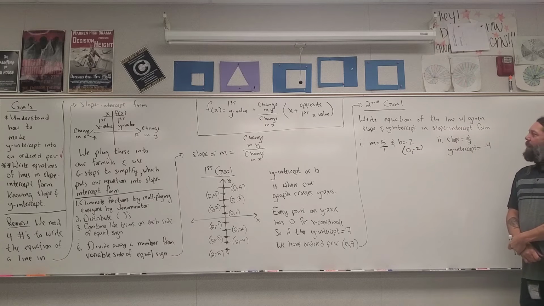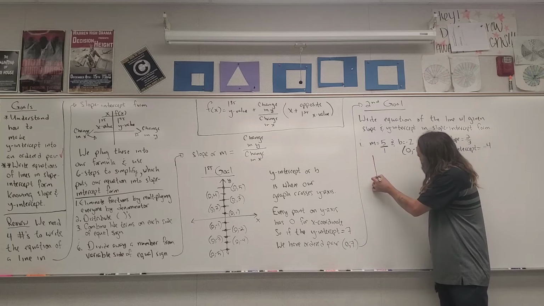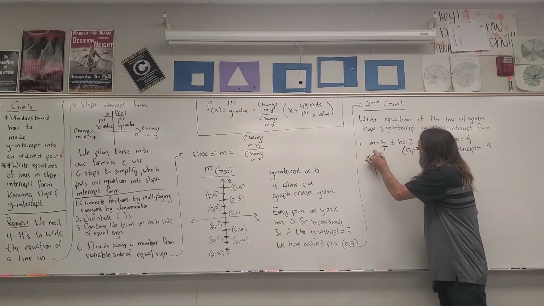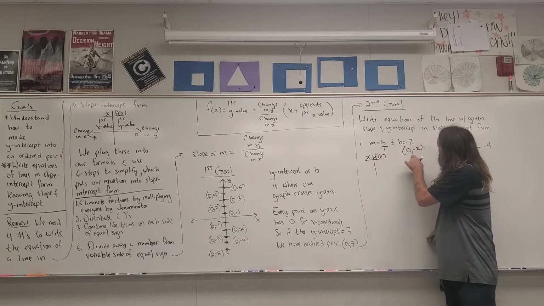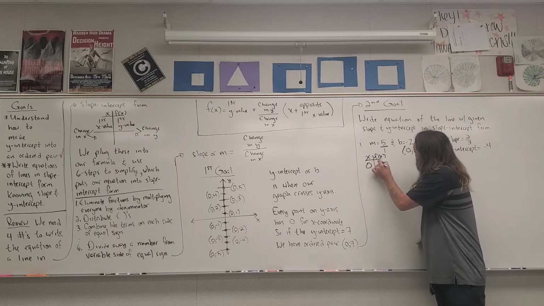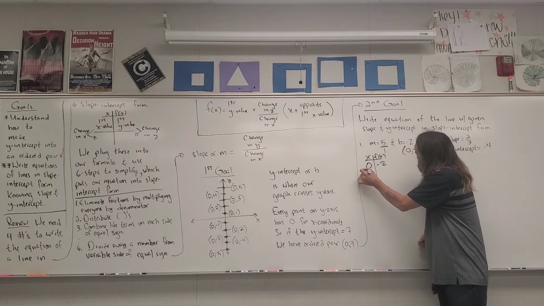All right, so now I have enough information to make my table. I got my x and my f of x. My ordered pair is (0, -2). And my change in y is 5.